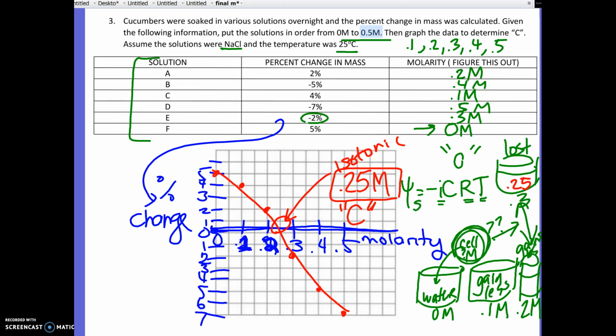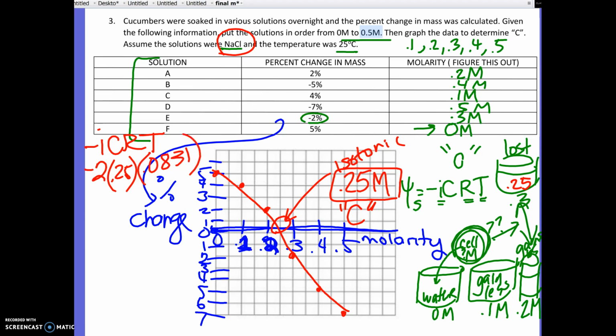Correct. So based on my number, to wrap this up, negative iCRT. It says that the solute was sodium chloride, NaCl, so what's i? i is 2. C is where it crossed. So for mine, that's 0.25. But like Isabella got 0.21. That's not wrong. That's what she got from her line. That's fine.